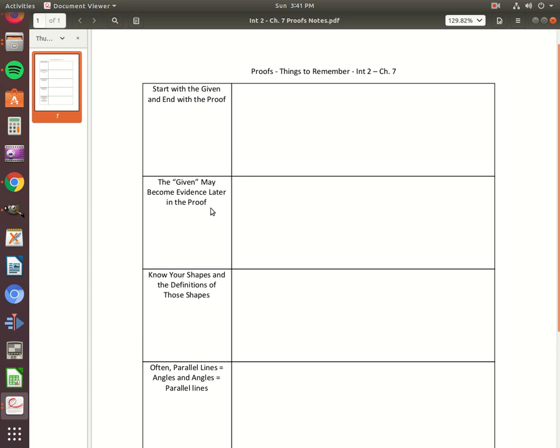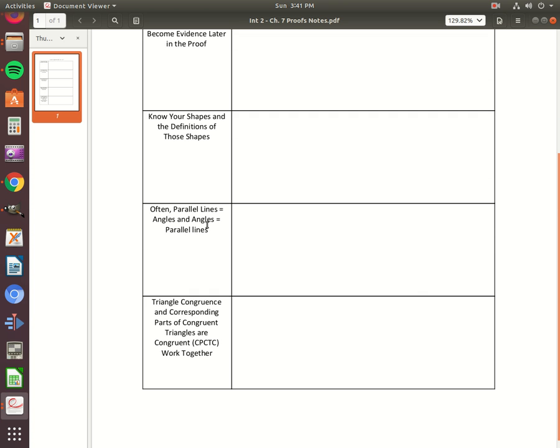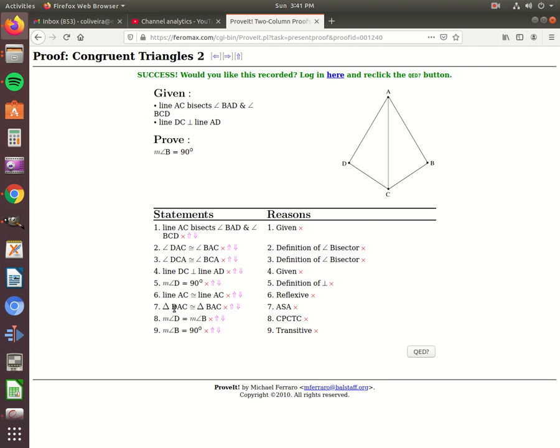The given did become evidence later. I didn't need to know anything about shapes in this one. I didn't have any parallel lines in this one, but I did have triangle congruence and CPCTC going together, right? I proved that the triangles were congruent and then immediately used CPCTC right after that. So that's just a little bit of an insight into how this stuff goes and works together.